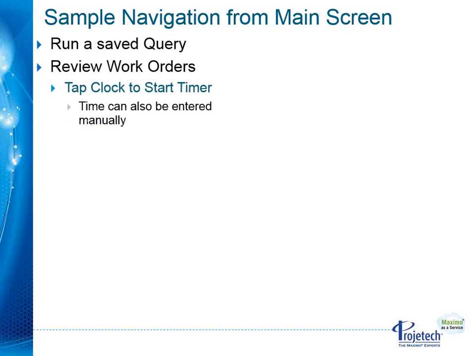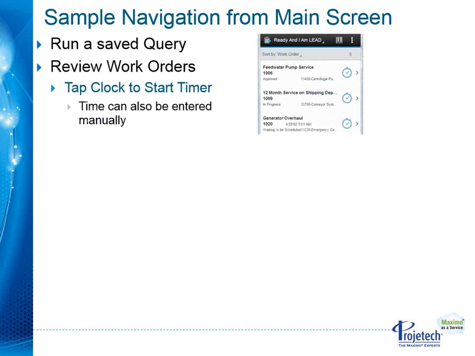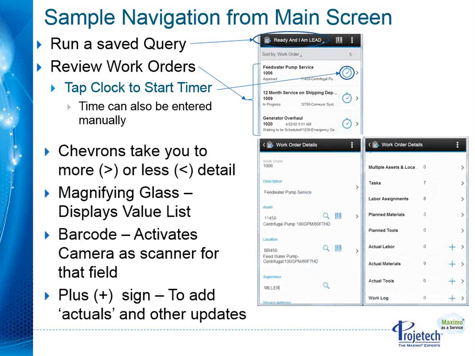Okay, so a sample navigation from the main screen of work execution. We can run a saved query. We can review work orders. This is our list of work orders. We can tap the clock to start a timer. The time can also be entered manually if desired. And then there's chevrons on the screen to take you to more or less detail. So this one would take you to more detail, and then the one at the top would take you back to the original screen in less detail.